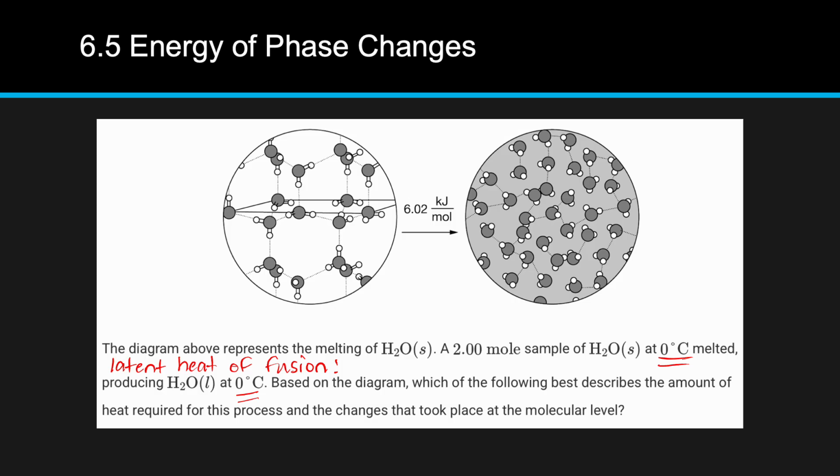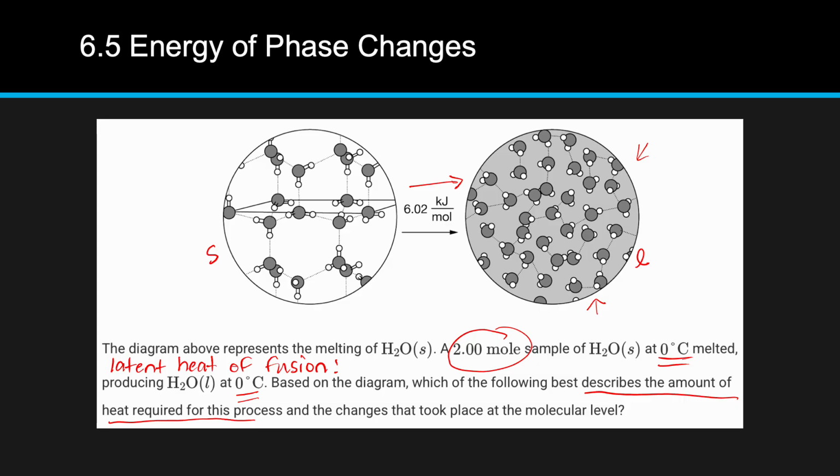So now let's address what the question is actually asking, which is to describe the amount of heat required to actually change our solid into a liquid. Now we are given that it is a 2-mole sample, and we are also given the amount of energy required to get to this point of our solid turning into a liquid. So you can see how these molecules in this sample have those hydrogen bonds, but they're a lot closer together and they're more free flowing. So this is going to be our liquid, and then this is our solid.